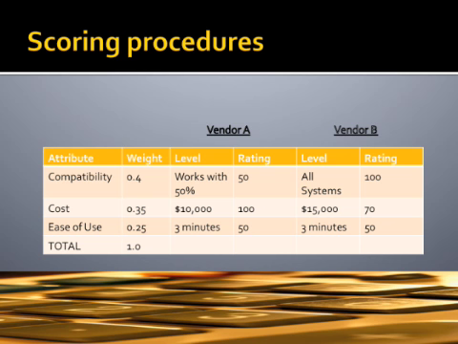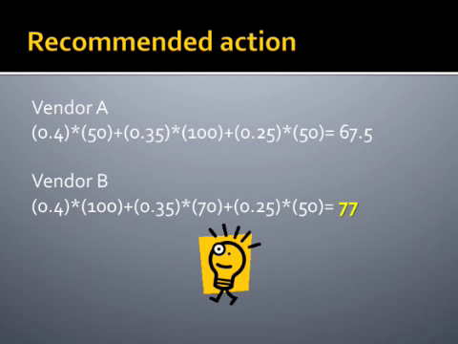In this table, the experts provided the weights for each preference. The experts decided compatibility was the most important, with a weight of 0.4. The attribute cost weighed in at 0.35, and ease of use was given a 0.25 weight. The calculations in this slide were used to select the optimal vendor.